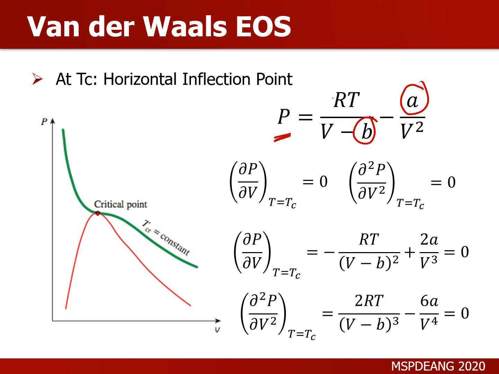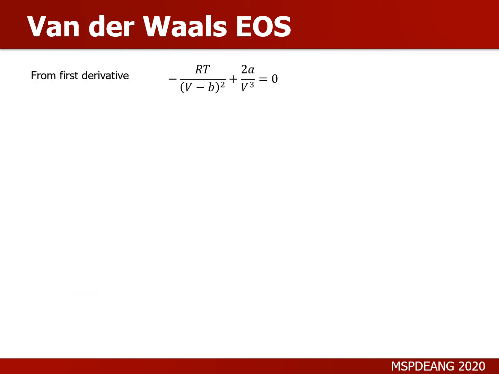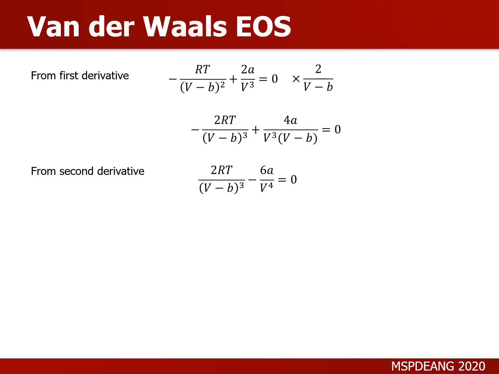Okay, so we now have two equations, and we can now express A and B as functions of the critical point. So para gawin yan, from the first derivative, let us do some manipulations. We can multiply both sides by 2 over v minus b to obtain the following expression. And from the second derivative, recall na ito yung expression natin.